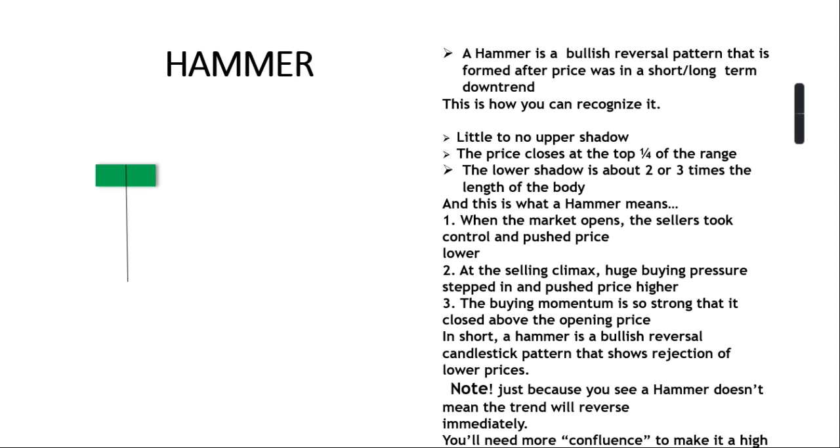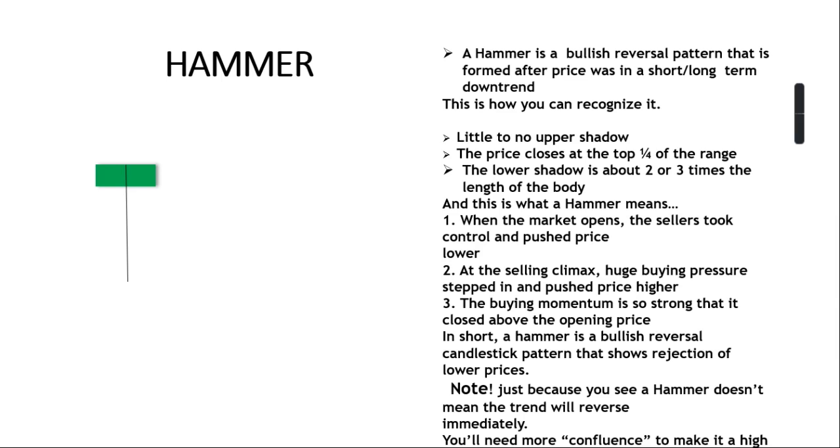Okay, and this is what it means. When price opened, the sellers took control and pushed the price lower. At the selling climax, huge buying pressure stepped in and pushed the price higher. The buying momentum is so strong that it closed above the opening price. In short, a hammer is a bullish reversal pattern that shows rejection of lower prices. Just because you see a hammer doesn't mean you should buy immediately.